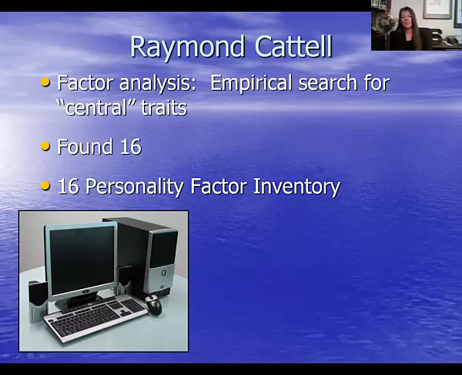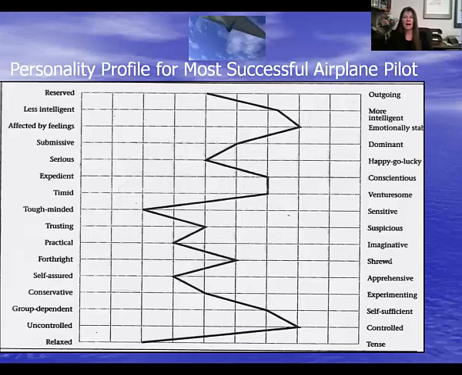So he was the first person to do it, and he did it for business, and he found 16 clusters. And as you know, that ended up being the 16 Personality Factor inventory. Very impressive, the most valid and reliable inventory right now to assist in making personnel decisions. And remember this was an example of the profile, the 16PF questionnaire profile, for the most successful airline pilot.